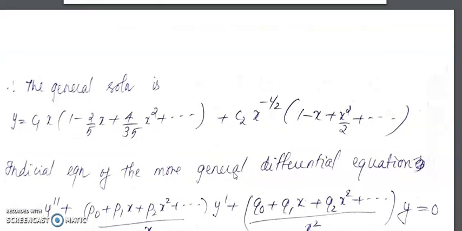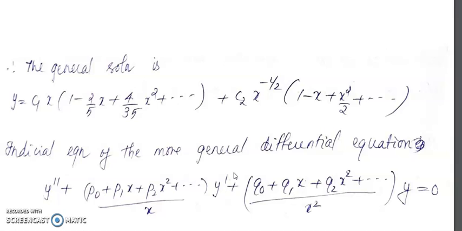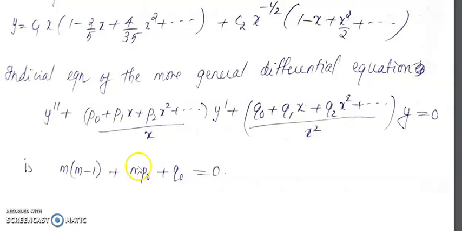Now when you have a general equation of the form y double dash plus p of x y dash plus q of x y equal to 0, if x equal to 0 is a regular singular point, your equation can be put in this form. Okay. So here, when I take x into p of x, I get this series, that's an analytic function. Similarly, x square into q of x gives this series, which is again analytic.